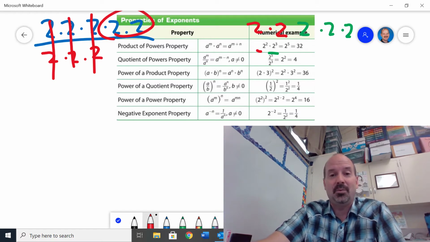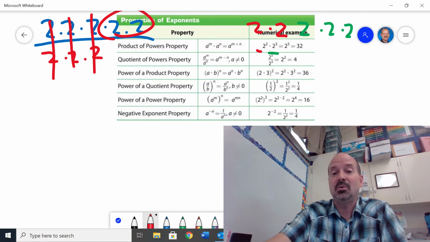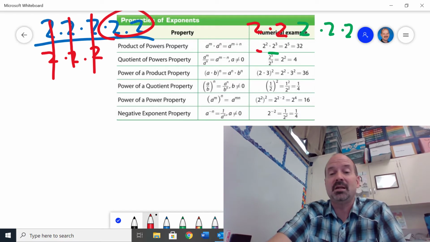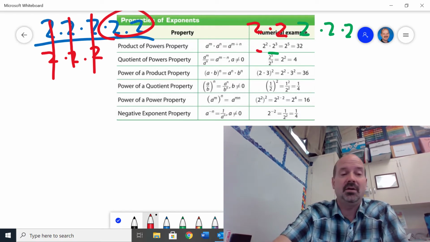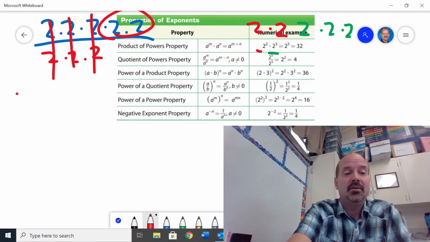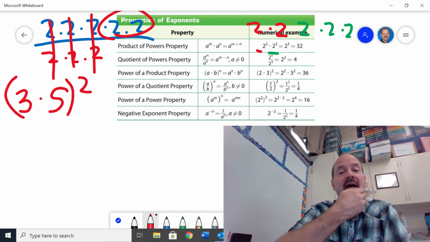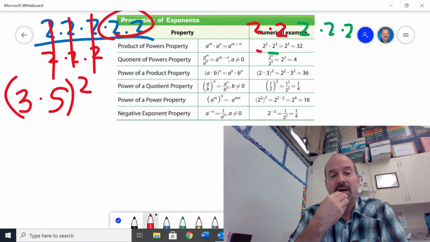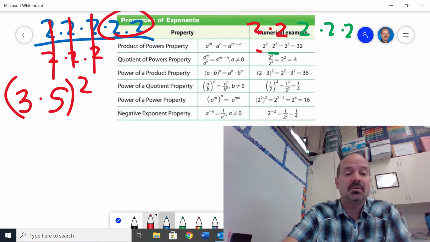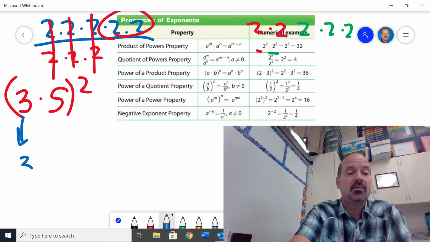Now the power of a product property. This is one where if you have two different numbers like 2 and 3 and they're raised to the second power, then you can just split that. So it's 2 to the second and 3 to the second. Or to give another example, you have 3 times 5 squared. This is called the power of a product property. We can split that up so that it ends up being 3 squared times 5 squared, which makes sense.